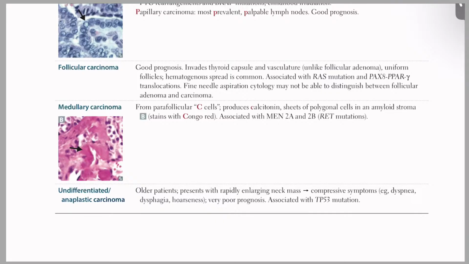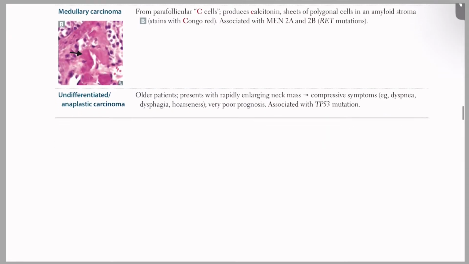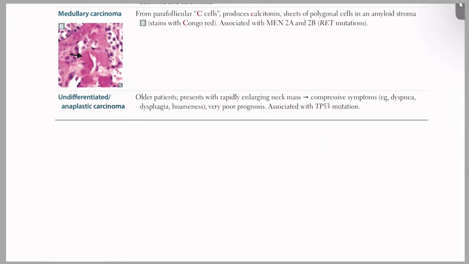Parafollicular C cells produce calcitonin, sheets of polygonal cells in amyloid stroma. The amyloid stains with Congo red, associated with MEN2A and 2B, RET mutations. Undifferentiated anaplastic carcinoma: older patients present with a rapidly enlarging neck mass, compressive symptoms, dyspnea, dysphagia, hoarseness, very poor prognosis, associated with TP53 mutations.